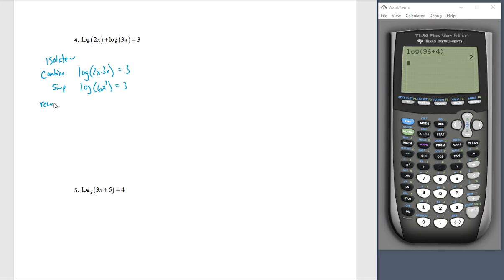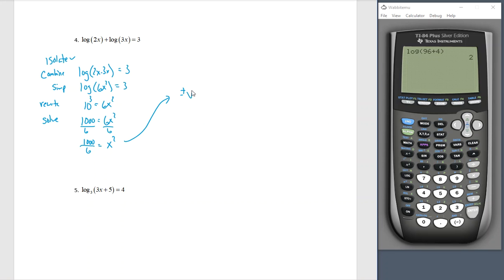We're going to rewrite in exponential form. This is 10 to the third power, right? Base of 10. Log is an exponent, so the 3 is the exponent, equals 6x squared. And then let's finish it. 10 to the third power is 1,000. Let's divide both sides by 6. And finally, we will take the square root of both sides.